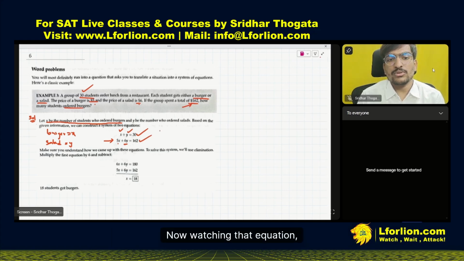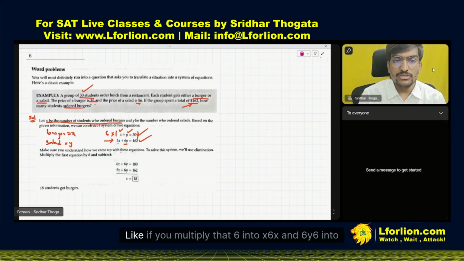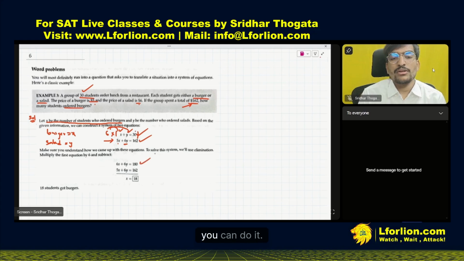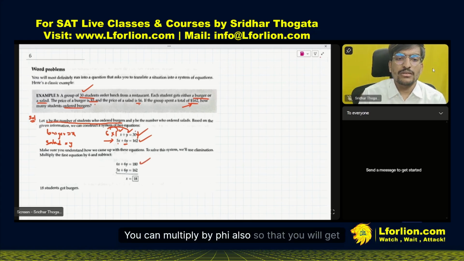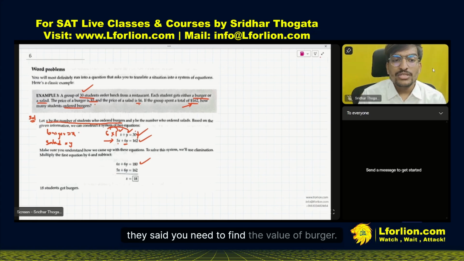Now looking at these equations, you can solve by either substitution or elimination. It's up to you. If you solve by elimination, you need matching terms, but there are no matching terms here. So multiply equation 1 by 6. Why multiply equation 1 by 6? So that we get a matching term. If you multiply, 6 times x is 6x, 6y, and 6 times 30 is 180. You can multiply by 5 also, so that you will get the value of y. But they said you need to find the number of burgers.